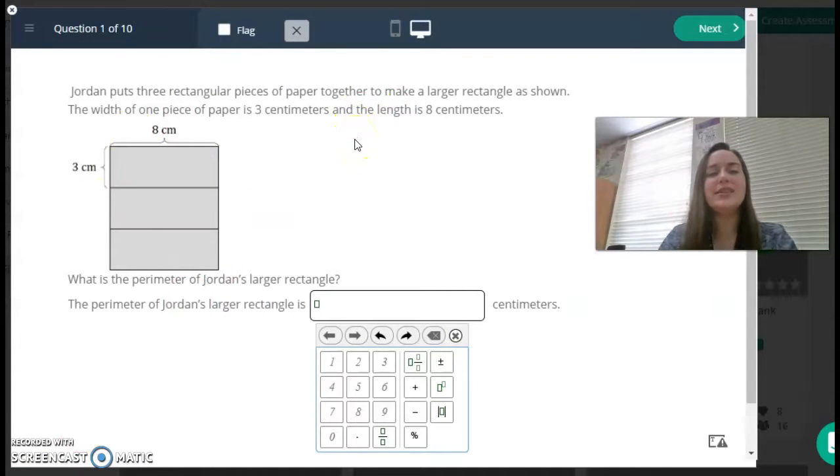So this first one says, Jordan puts 3 rectangular pieces of paper together to make a large rectangle as shown. The width of one piece of paper is 3 centimeters and the length is 8 centimeters. So we can see we got a picture. So this would be one piece. We're going to have 3 more. Then the question we need to answer is, what is the perimeter of Jordan's larger rectangle?